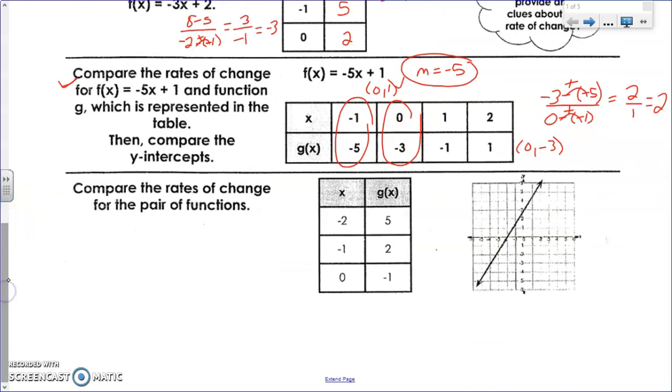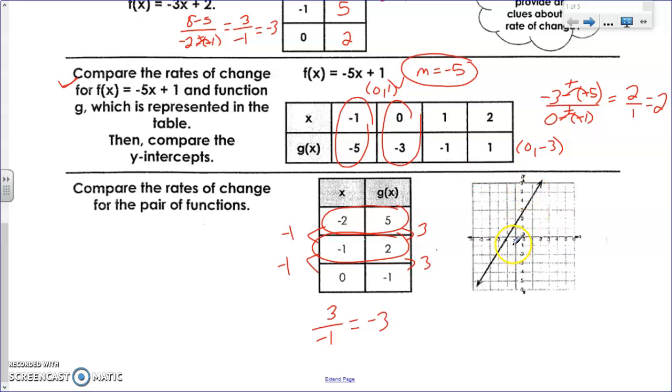Okay, so let's go down here. Compare the rate of change for the pair of functions. So we can pick any 2 points here. So if I take the first one and the second one, you can say, oh, 5 minus 2 is 3, 2 minus a negative 1 is 3. Remember going down and doing that out of the table. And then negative 2 minus 1 is negative 1. Negative 1 minus 0 is negative 1. So that would be y over x. So that would give me a negative 3 there.